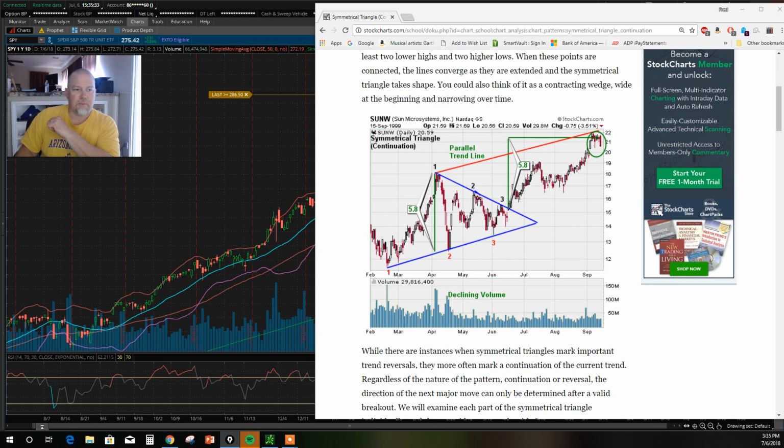Now, a symmetrical triangle is a pretty neat thing. That's on Sun Microsystems, and that's back from, holy mackerel, that's an old date, 15 September 1999. But the chart patterns themselves have been around for many generations, many decades, and they develop themselves. It's your job as a trader to learn to recognize these and then follow the trend, so you can predict where things are going.